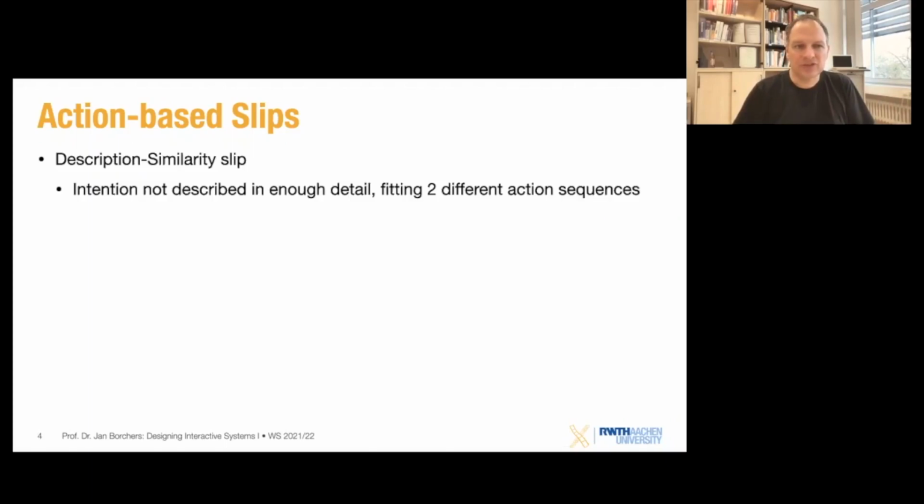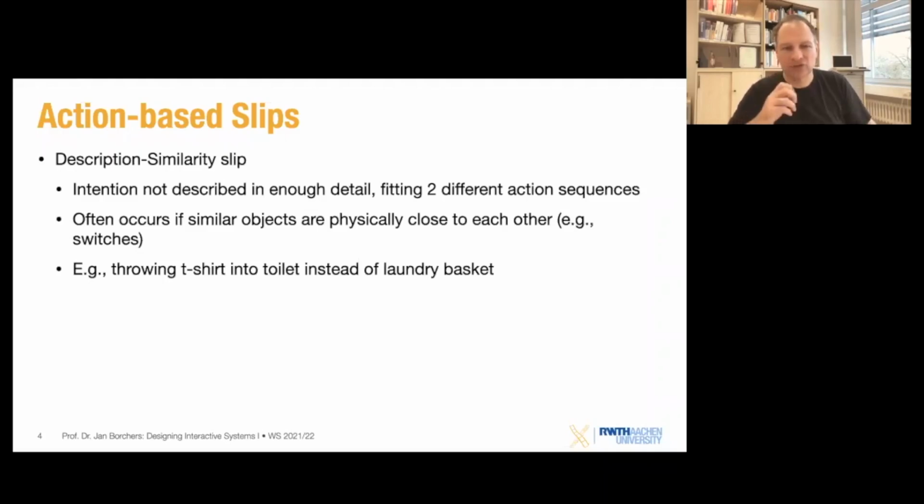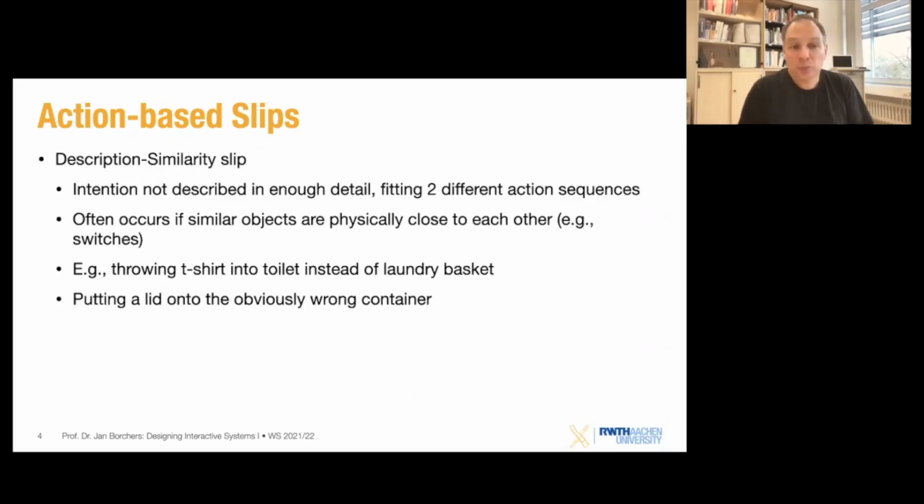Now, description similarity slips are when the intention isn't described in enough detail and fits two different action sequences. This often happens when objects are physically close to each other, like two switches that look the same. Or you walk into your dorm room and take off your shirt after sports and throw it into the toilet instead of the laundry basket, because they're both openings that you notice and that look good enough for throwing an object into them.